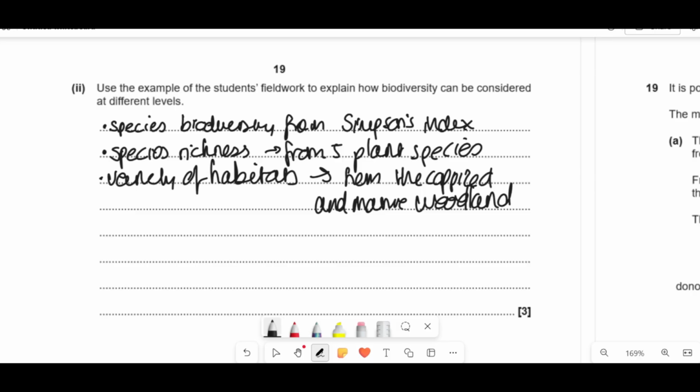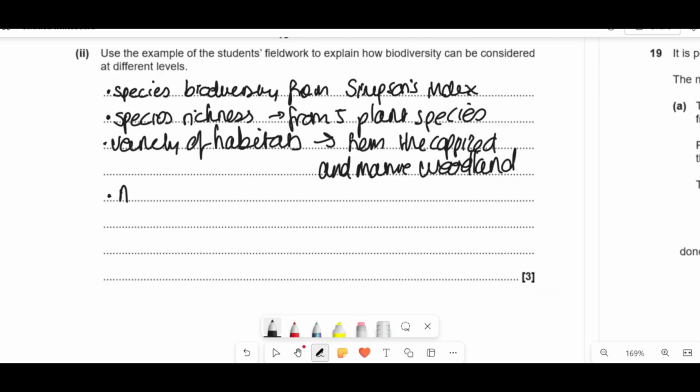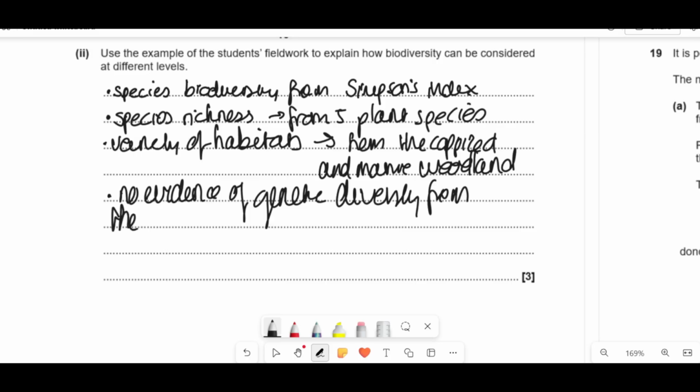But then the other problem here, a critique almost, is that there's no way of really looking at genetic diversity from their work. No evidence of genetic diversity from their work. The question's basically asking what are the other ways you can look at biodiversity, and what have these students done and not done, basically?